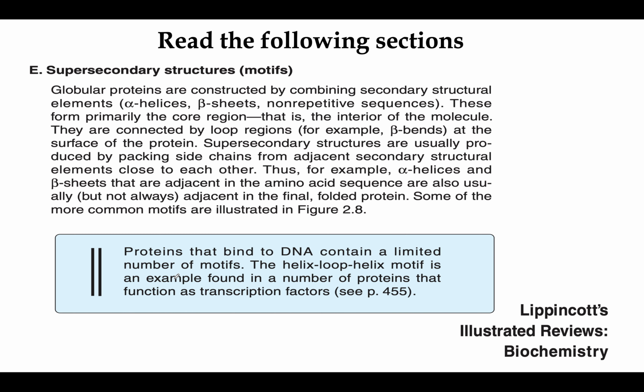What I want you to do now is to read the section on supersecondary structure or motifs from your book. You can see here, the author of this book has written, proteins that bind to DNA contain a limited number of motifs. So there will be certain motifs present in these proteins, and the motif present is the helix loop helix motif. So if I deconstruct a protein and find that it contains predominantly helix loop helix motif only, I can say that this particular protein most likely binds to DNA.